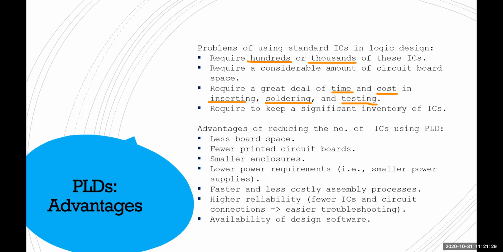It requires keeping a significant inventory of ICs. That means you need to keep a shop or a lab inside your home with a lot of ICs. You need to keep 1000 NAND gates, 1000 NOR gates, 1000 AND gates, 1000 NOT gates, something like that. Why? Because you do not know which one you will need more, right? So you go to the market and say, give me 1000 NAND, 1000 NOR, 1000 NOT, something like that.